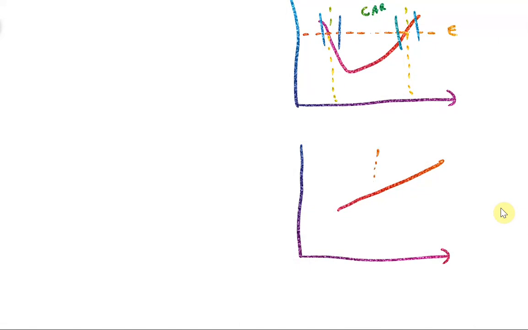So this is going to be my turning point, and I call that x naught. At x naught the energy value is E. This is your potential energy V of x. I am taking this as my classically allowed region, and this as the forbidden region, and this is the turning point.